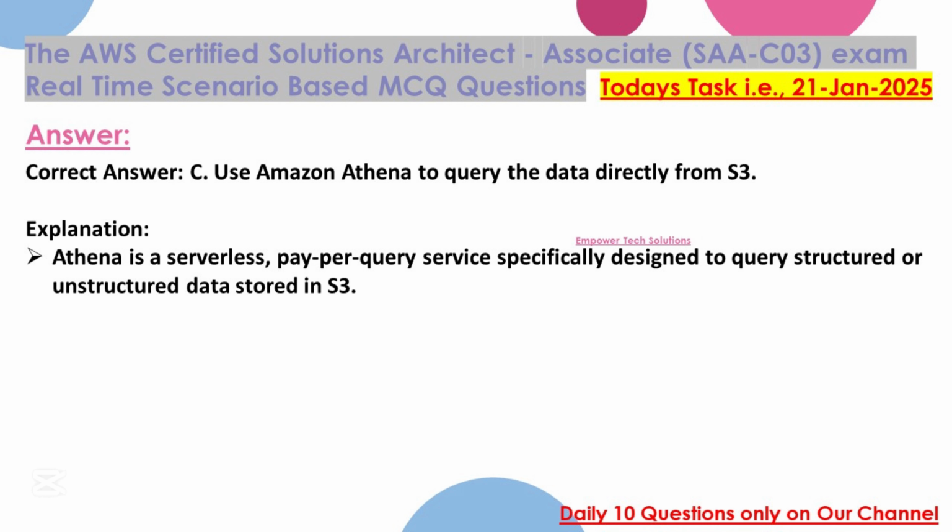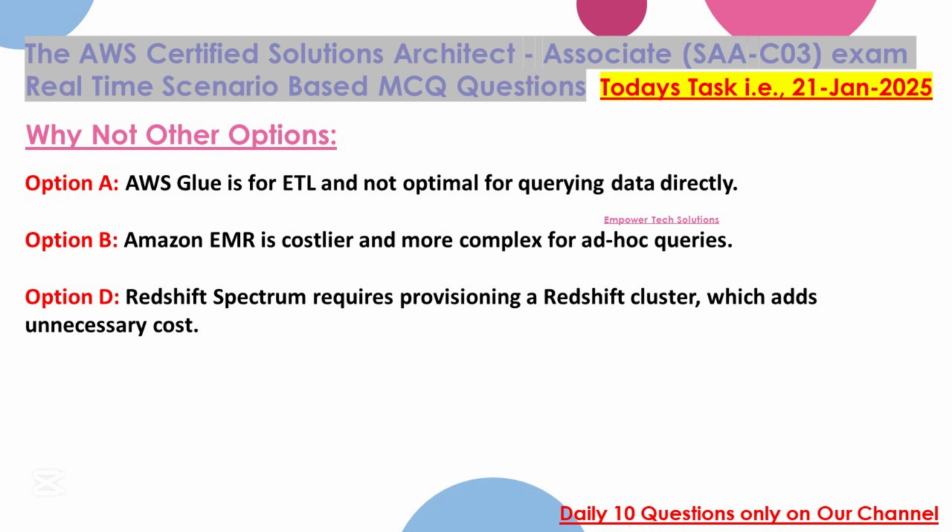Correct answer: C. Use Amazon Athena to query the data directly from S3. Explanation: Athena is a serverless, pay-per-query service specifically designed to query structured or unstructured data stored in S3. Why not other options? Option A. AWS Glue is for ETL and not optimal for querying data directly. Option B. Amazon EMR is costlier and more complex for ad hoc queries. Option D. Redshift Spectrum requires provisioning a Redshift cluster, which adds unnecessary cost.